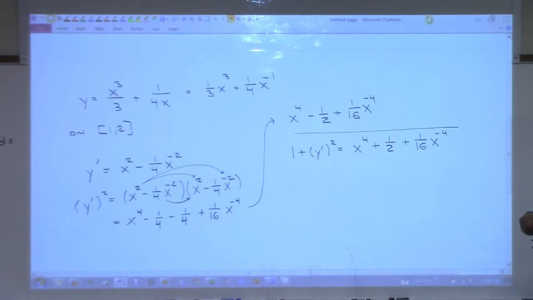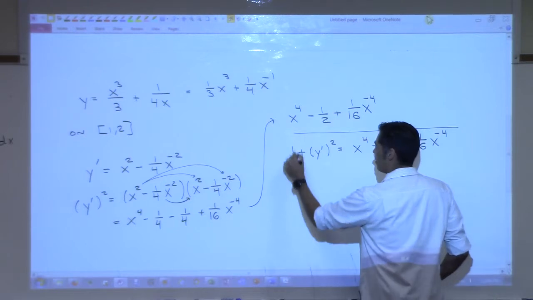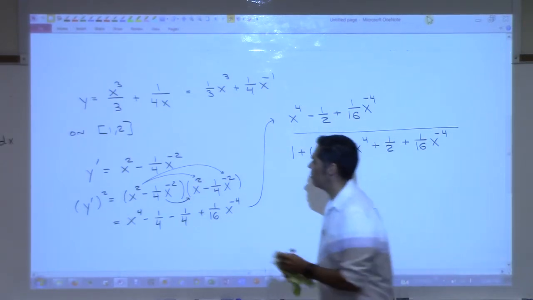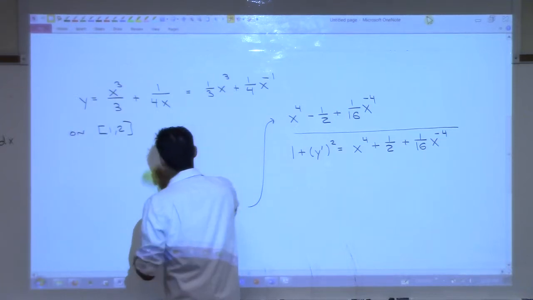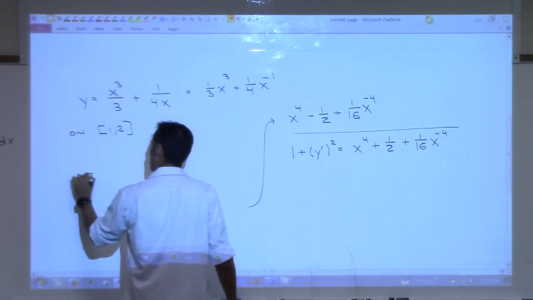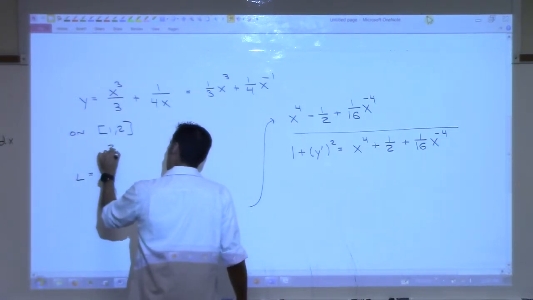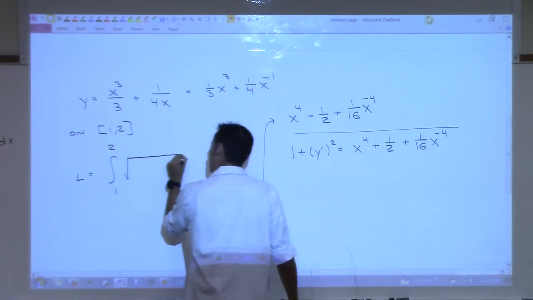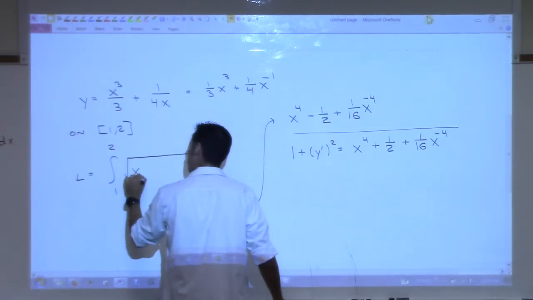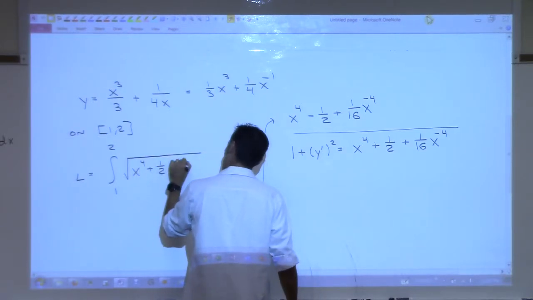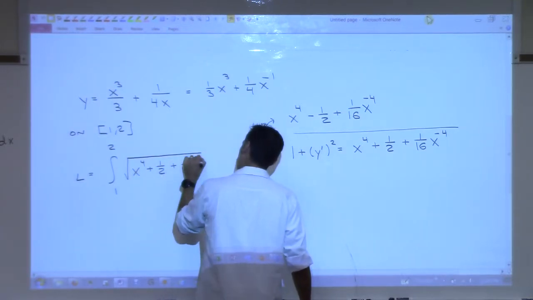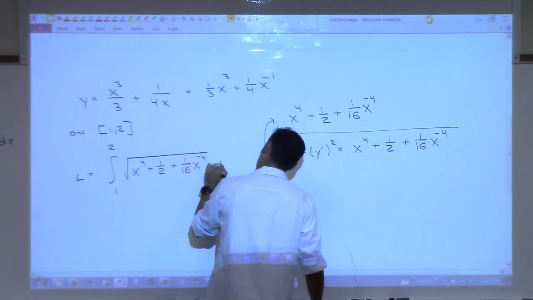And it doesn't look pretty, does it? I mean, just initially here, the square root of this, but let me go ahead and just write the whole integral down now. What are my limits of integration? 1 to 2. And I'm doing the square root of x to the 4th plus 1/2 plus 1/16 x to the negative 4 dx.